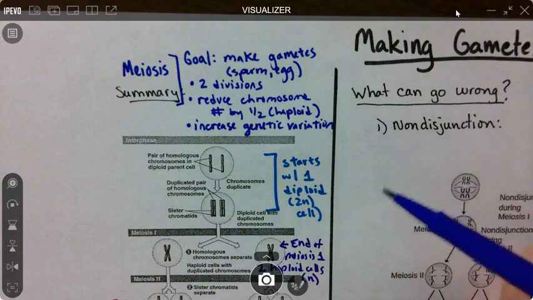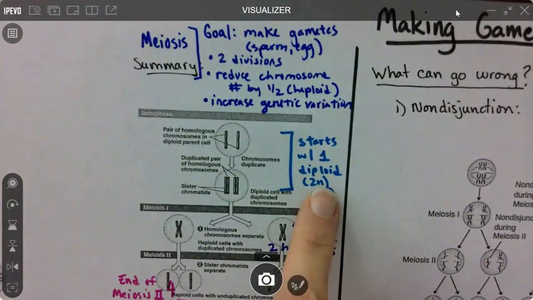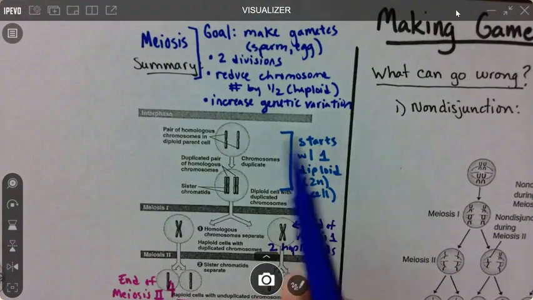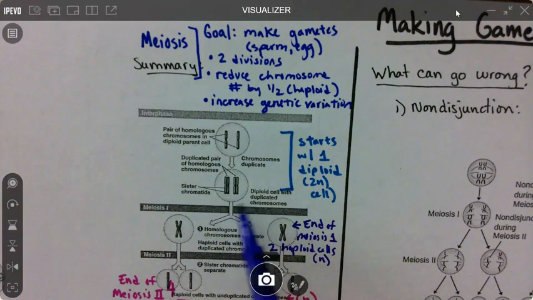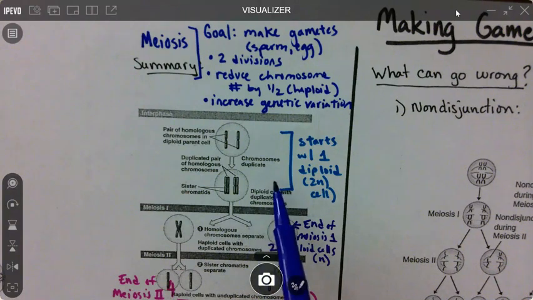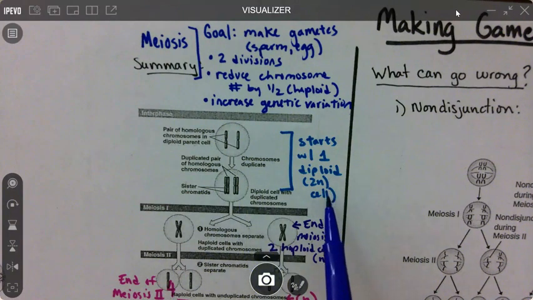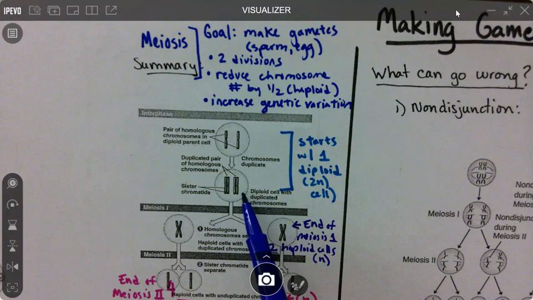Just like in mitosis, meiosis starts with a round of interphase. We start with one diploid cell with unreplicated chromosomes. During interphase, the cell grows, the DNA is replicated, and we end up with replicated chromosomes. And then, of course, the DNA is proofread. So at the beginning of meiosis, we have one diploid cell with replicated chromosomes.